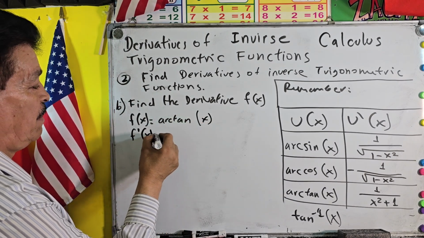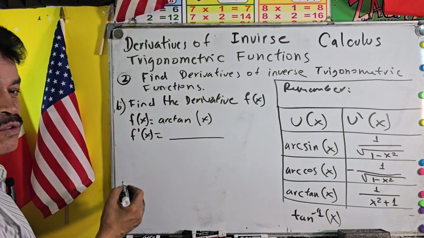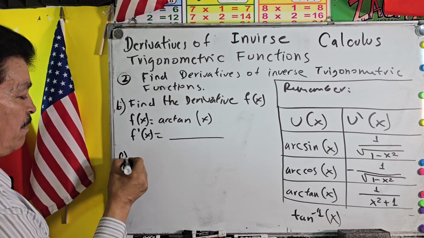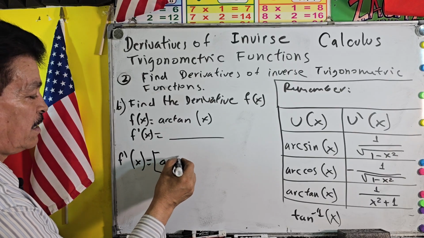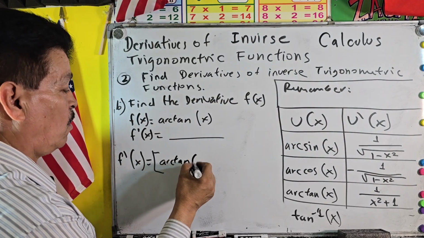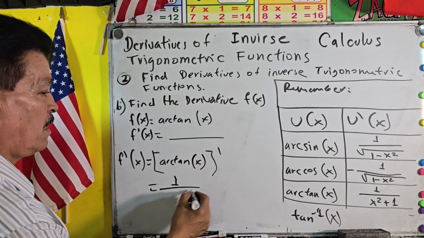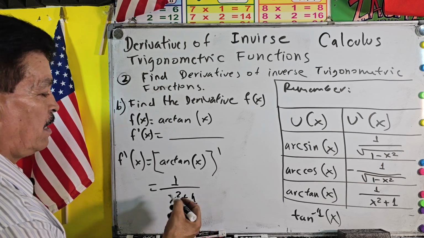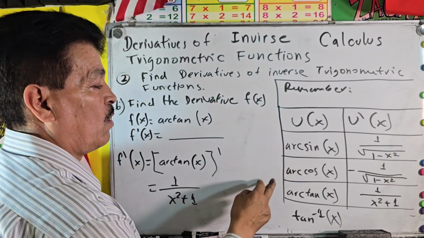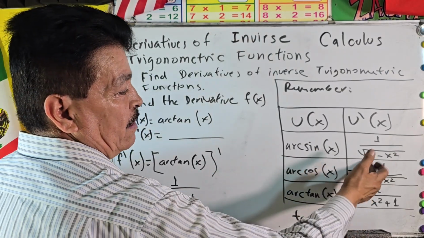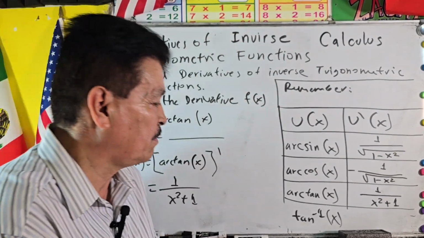For the derivative, we have to use the formula. For arctan of x, it's this one: 1 divided by x to the second power plus 1. Whenever you have a problem like arcsin of x or arccos of x, just write the corresponding formula. That's the answer. It's very simple, not hard, not complex, not difficult.